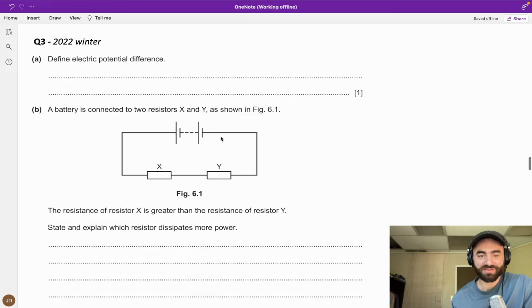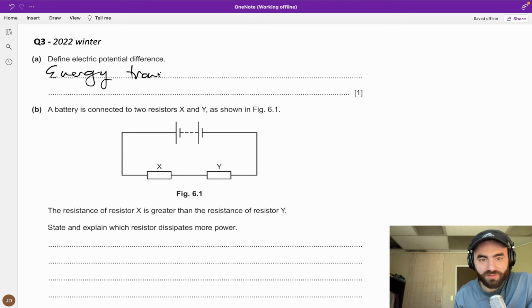Define electric potential difference. You'll see as I do more questions, you're understanding more. I know you are. Define electric potential difference. This is the energy transferred per unit charge.